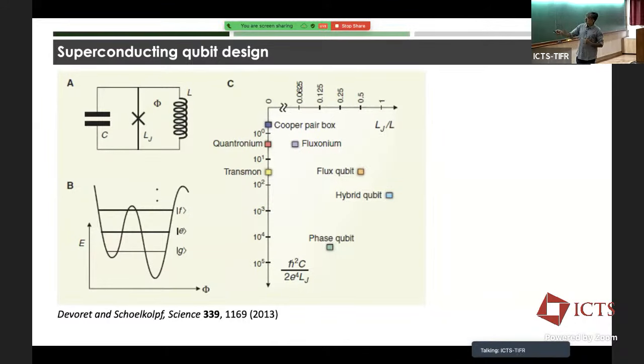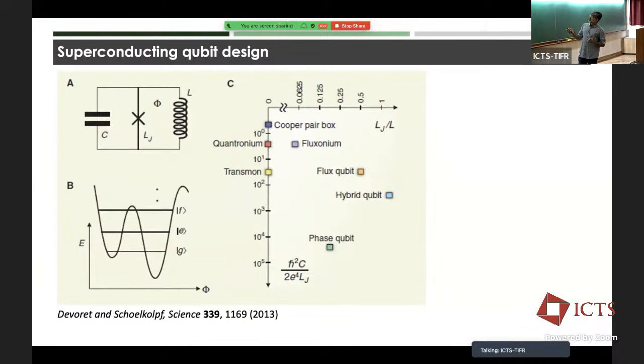This axis is the capacitance divided by the Josephson inductance, and then this factor is again h bar over 2e squared. It's just a normalization factor to give the same units.